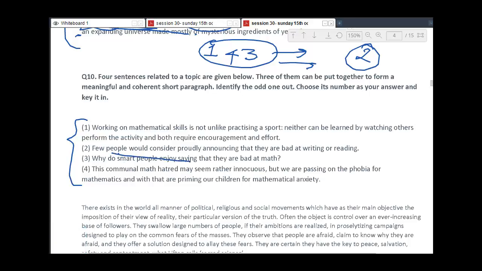Few people would consider proudly announcing that they are bad at writing. Why do smart people enjoy saying that they are bad at math? This communal math hatred may seem rather innocuous. So I feel that 2, 3, and 4 form a paragraph, and 1 is basically the odd one out. Correct. 1 is easily the odd one out.